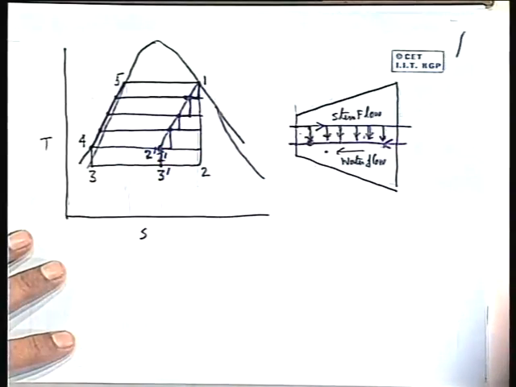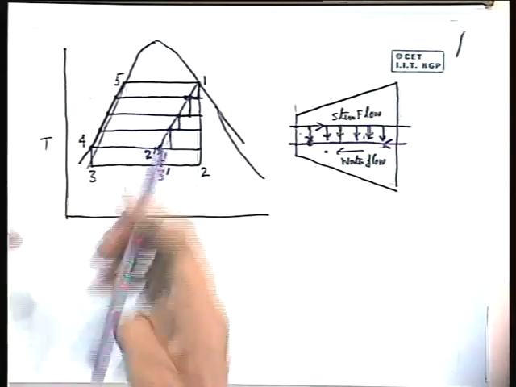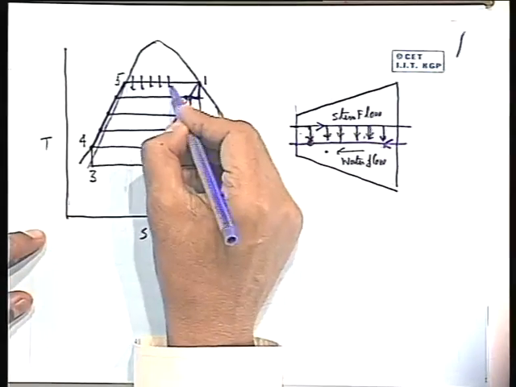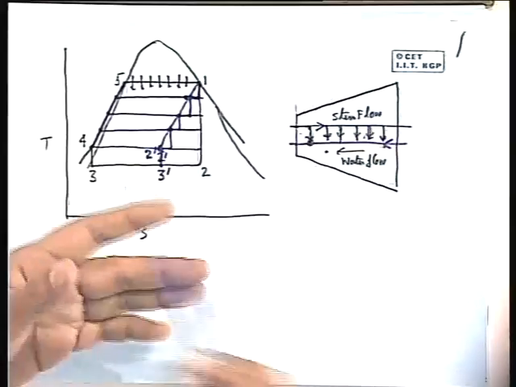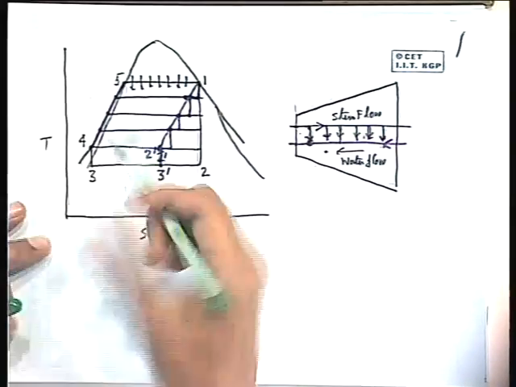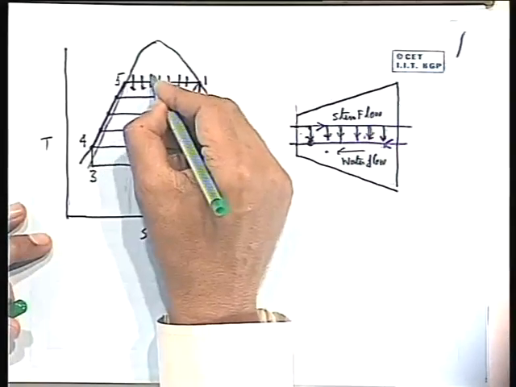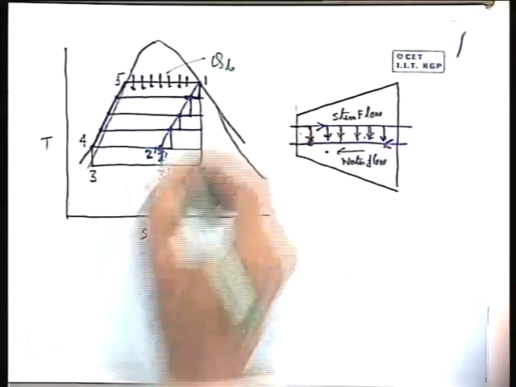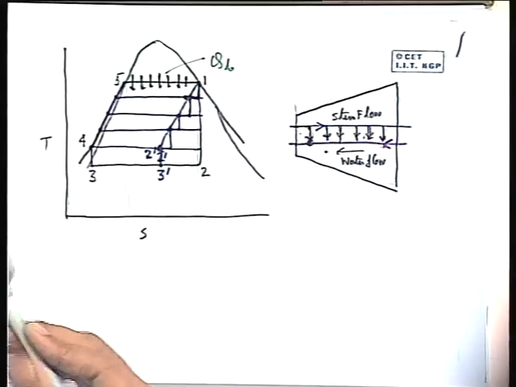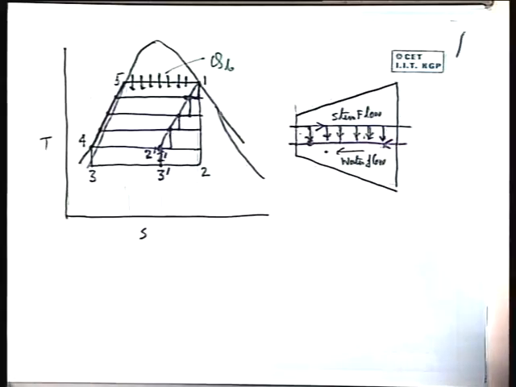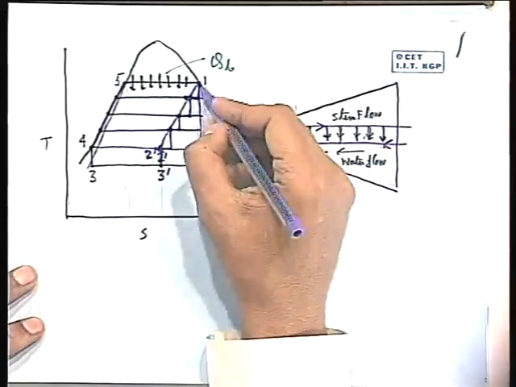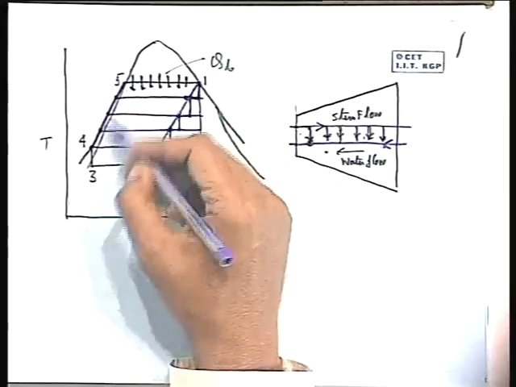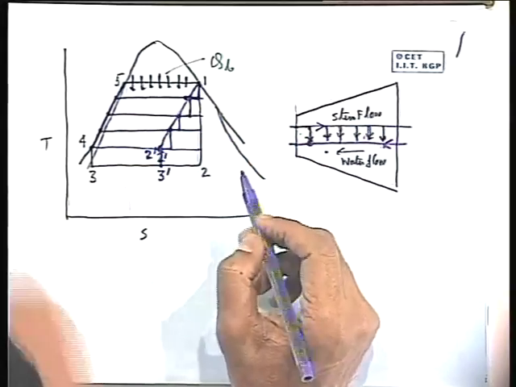So the external heat addition now is this, so this is the QB. Now this equals QB. Now you see that it can be shown that these two lines are parallel. These two lines, line 1 to 2 dash and line 5 to 4, are parallel to each other. How can we show it?